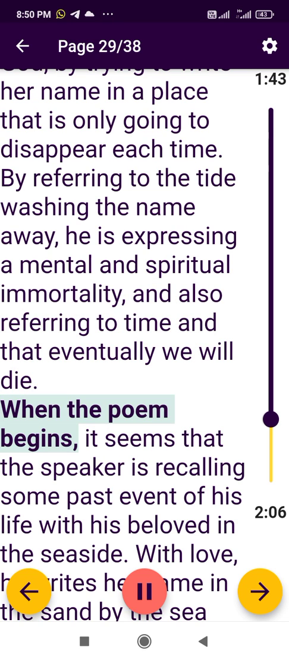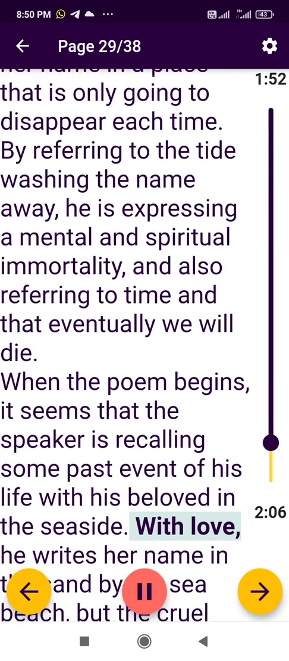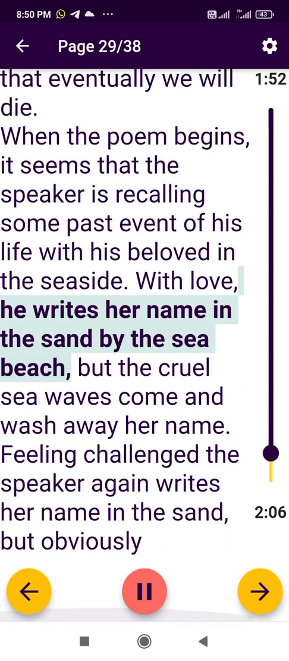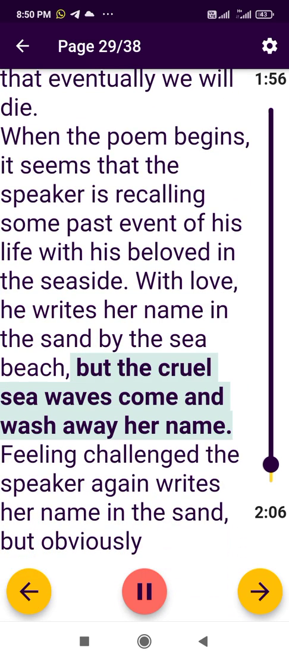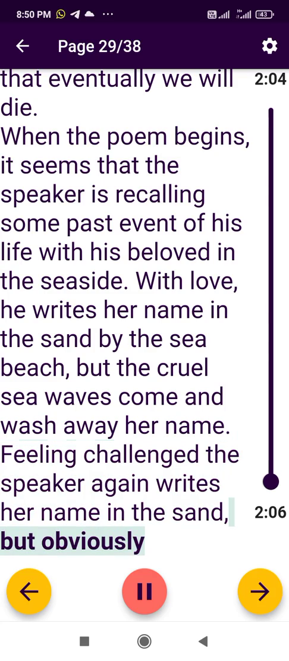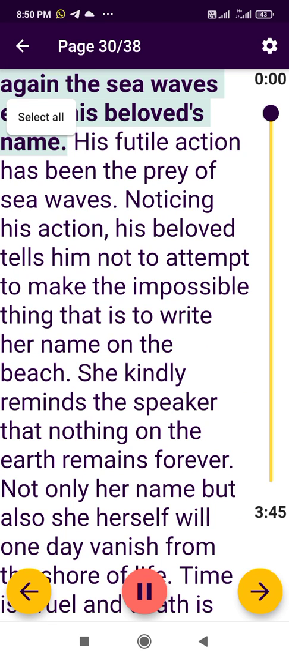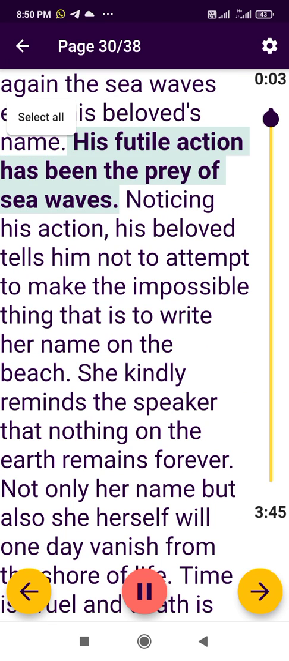When the poem begins, it seems that the speaker is recalling some past event of his life with his beloved in the seaside. With love, he writes her name in the sand by the sea beach, but the cruel sea waves come and wash away her name. Feeling challenged, the speaker again writes her name in the sand, but obviously, again the sea waves erase his beloved's name. His futile action has been the prey of sea waves.